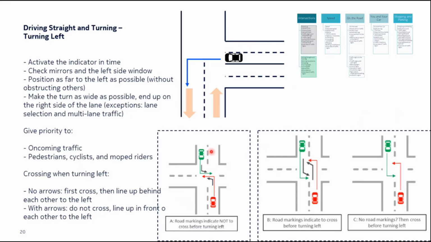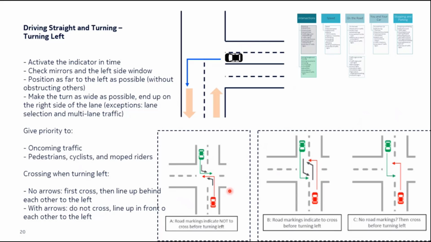Now this car would go straight and this car would go straight. Okay, that's crossing. But here the road markings say just turn, don't cross. So this car will turn, come till here and make a turn. The green car will come till here, make a turn. Okay, turn before cross. That's what it says.